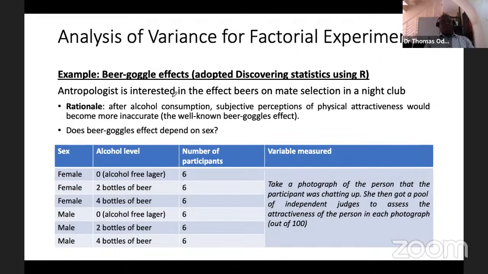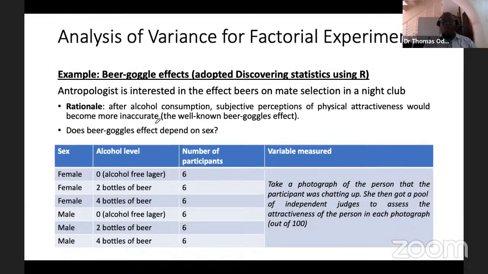So here is just, I mean, this is just for illustration. It's not a true thing. There is a nice book, Discovering Statistics Using R. Here they say an anthropologist is interested in the effect of beers on mate selection in a nightclub. The rationale of the study is that after alcohol consumption, the subjective perception of physical attractiveness would become more inaccurate. So as you take more beers, what you consider to be attractive seems to actually reduce. So there will be a blur effect.